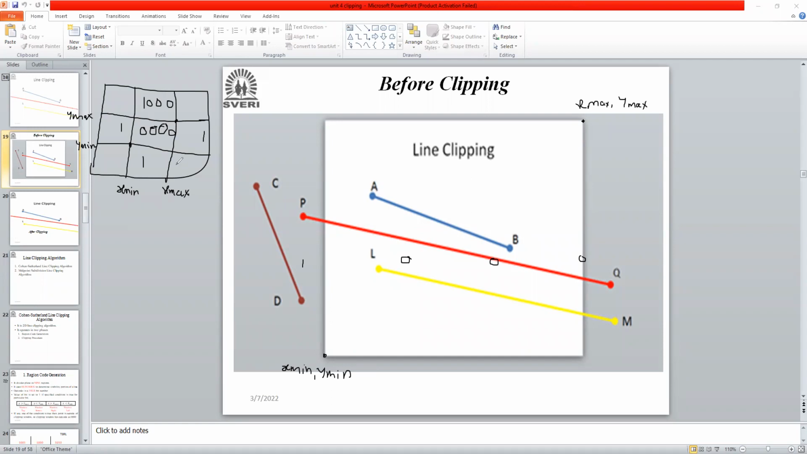Up to this, is there any difficulty? No, ma'am. Getting it? Okay, right.